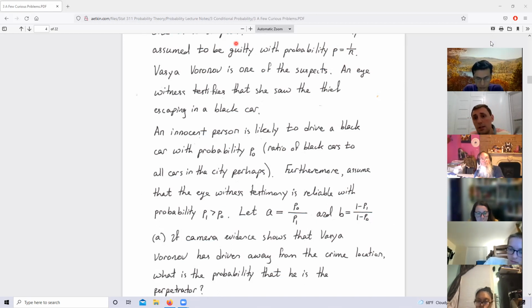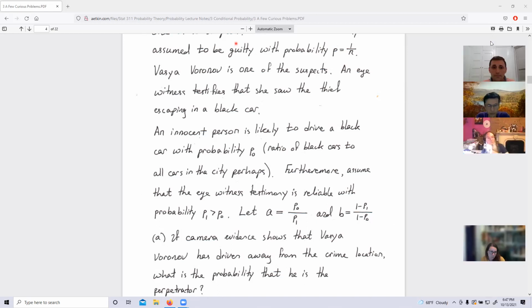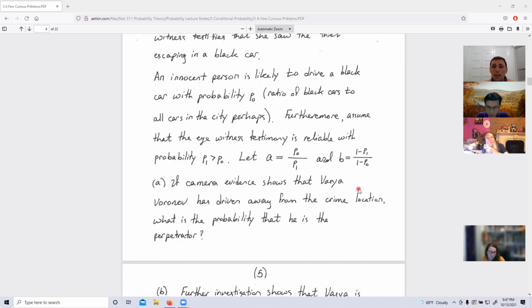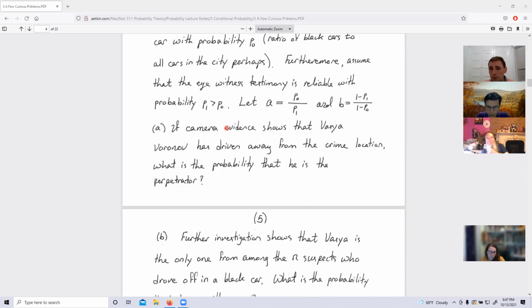It's evidence that increases the probability of guilt, but doesn't make it certain. The guilty person might still not be driving a black car, so to speak, right? But it's much more likely that the guilty person is driving a black car. Good. And we have those ratios. A is the ratio of P0 over P1, and B is the ratio of 1 minus P1 over 1 minus P0. Okay. Hopefully you remember some of those things. I'll remind you of them later.